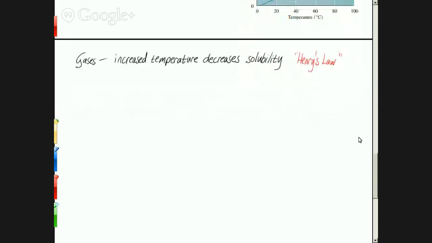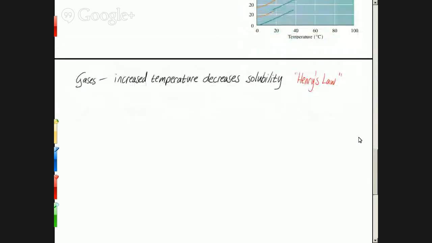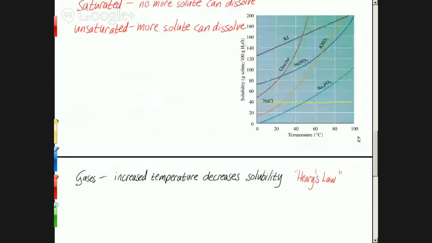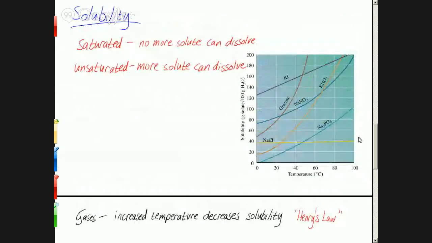So if you think about those examples, then you can remember that it's actually opposite from what we're more used to seeing. So I guess we should go back. What are some examples that you've seen of how temperature affects solid solutes?